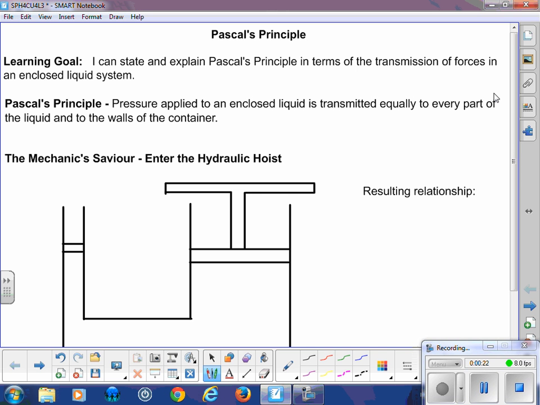So the note in front of you has Pascal's principle, the definition, and it simply says that pressure applied to an enclosed liquid is transmitted equally to every part in the liquid and to the walls of the container. So basically what this boils down to is pressure is uniform throughout. So if it is under 20 psi or 20 kilopascals, it's 20 kilopascals everywhere.